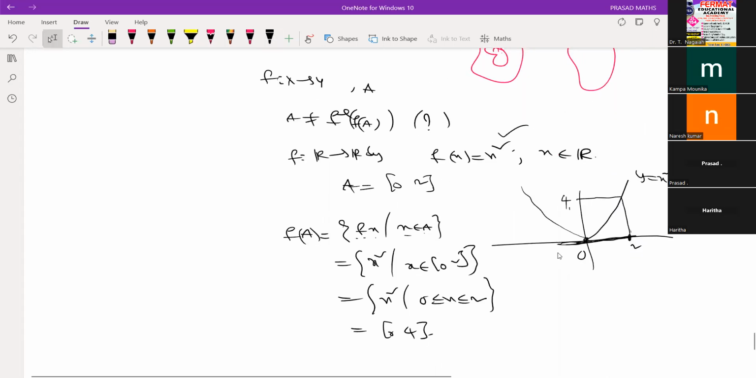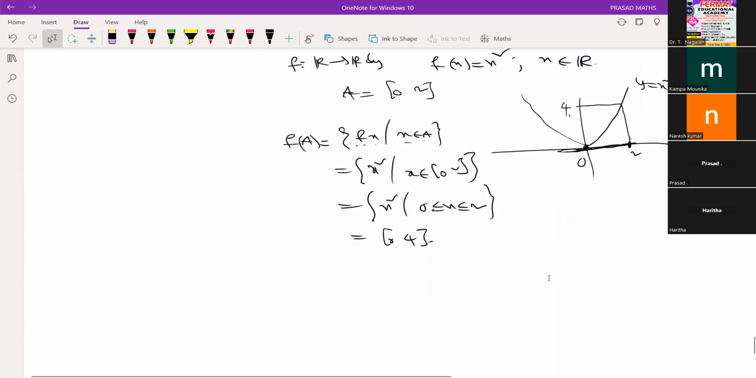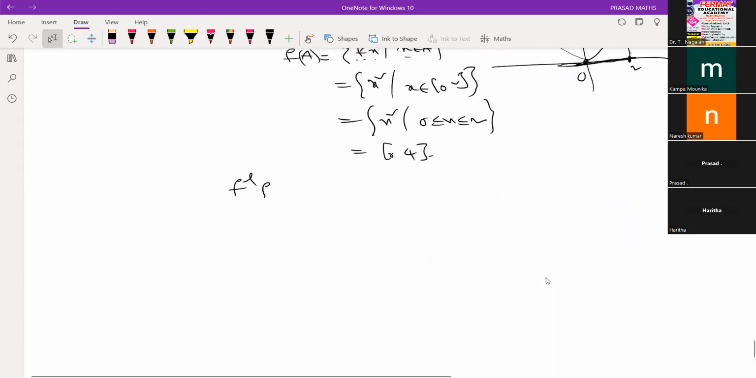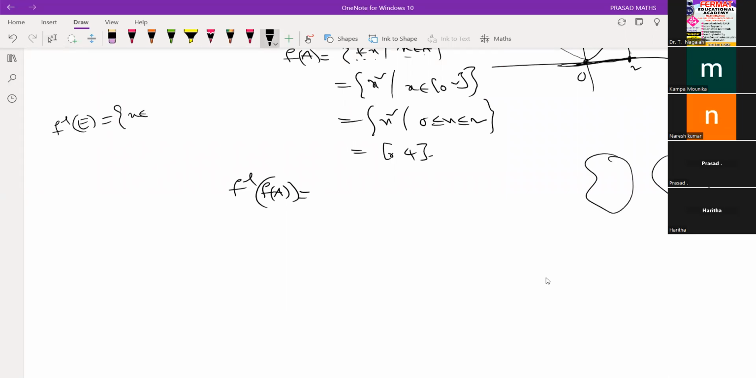Next, what I require? I require to find the inverse image of f of a. What is inverse image of a set definition? Inverse image of a set definition is set of all elements in a. This is my function. You take any subset which is in A. Inverse image of a set is defined by set of all pre-images, set of all elements in A such that whose image belongs to E. Set of all elements in X in such a way that whose image belongs to E.